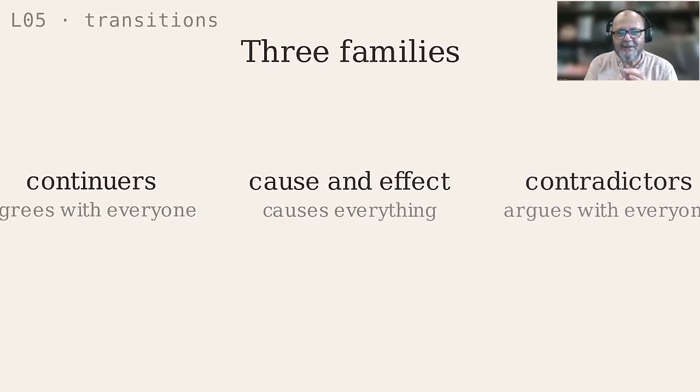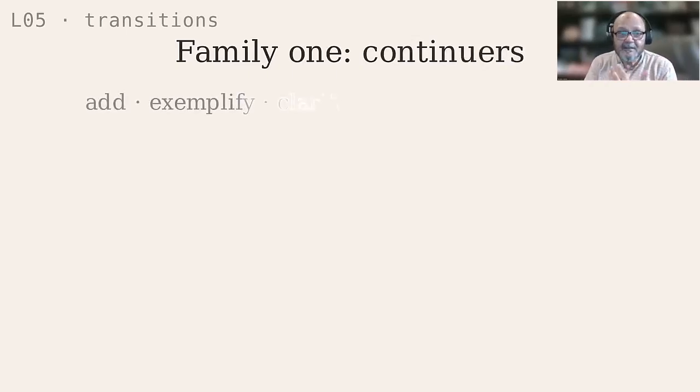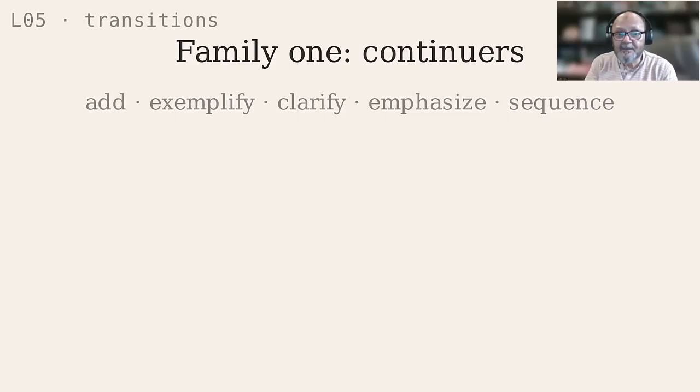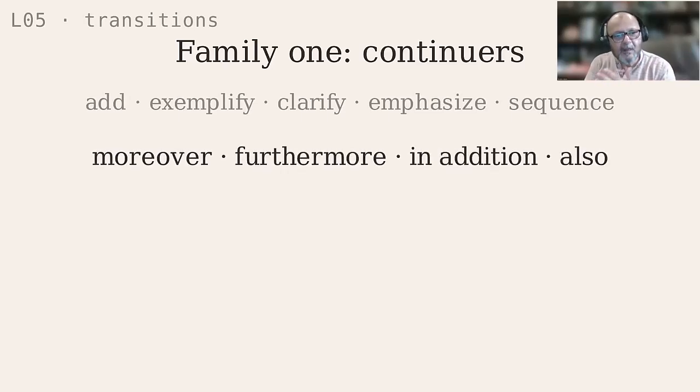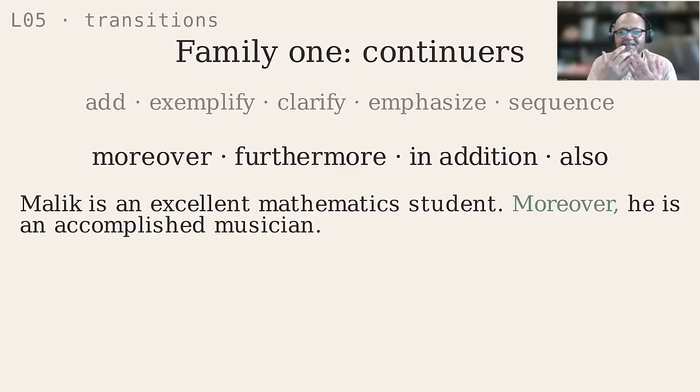So first family are continuers, right? The continuers move in the same direction as the previous idea. They may add information, give an example, clarify an idea, emphasize something, or show a sequence, all right? And transitions that add information include moreover, furthermore, in addition, also, and additionally, right? So here's an example, all right? Malik is an excellent mathematics student. Moreover, he is an accomplished musician. The second sentence adds another positive fact about Malik. It does not disagree with the first sentence. It is not caused by this first sentence, right? It simply adds more information.